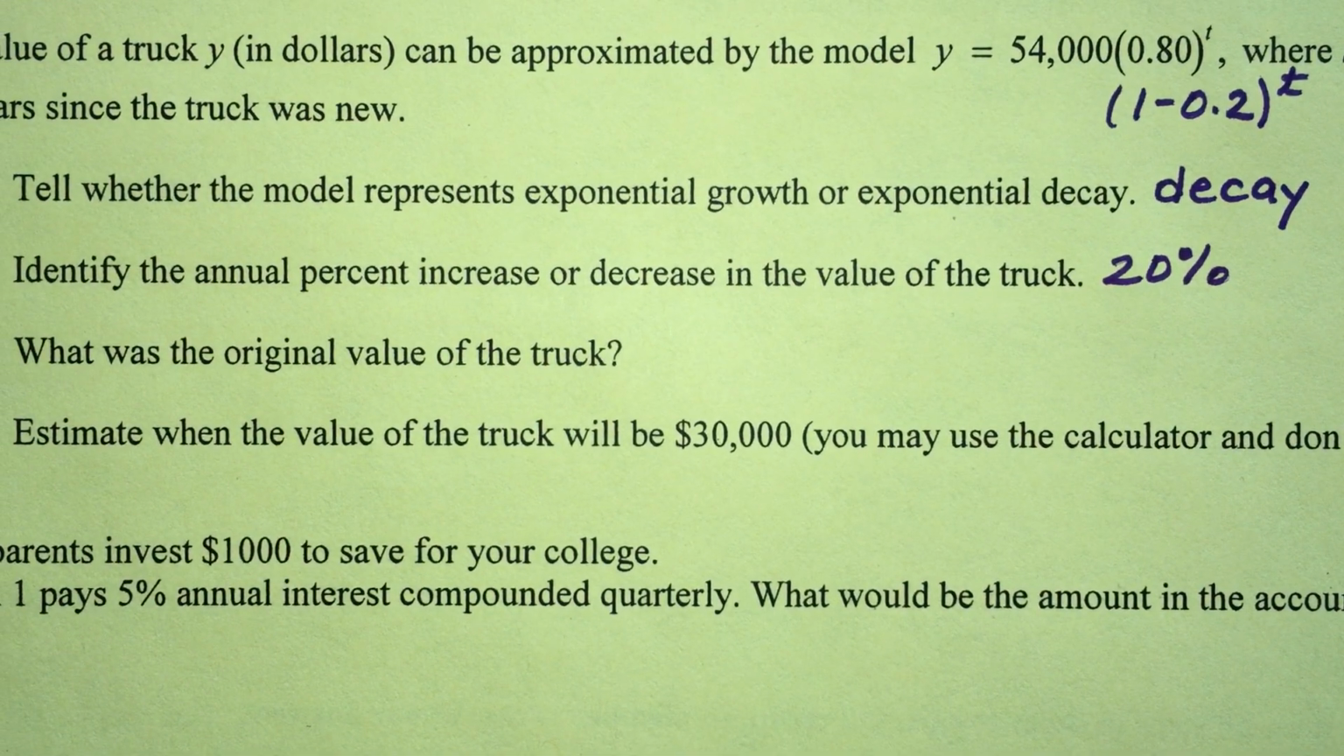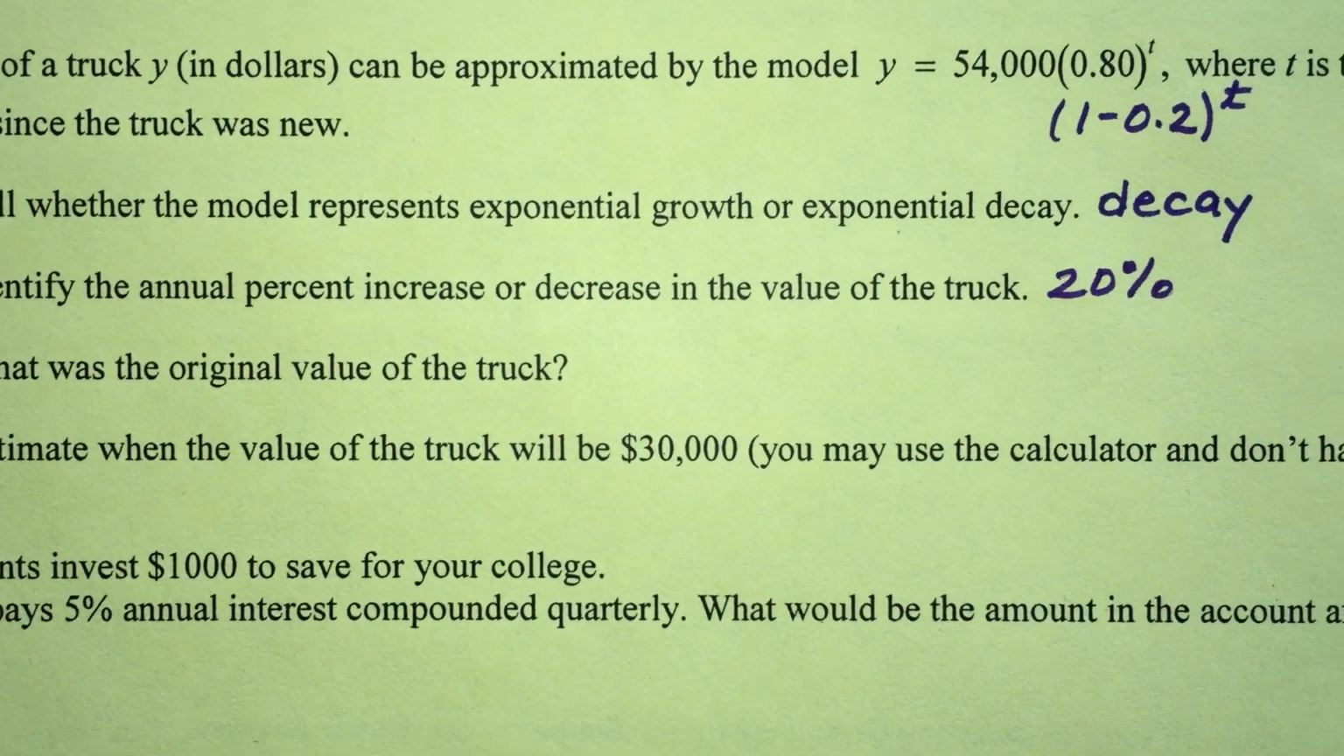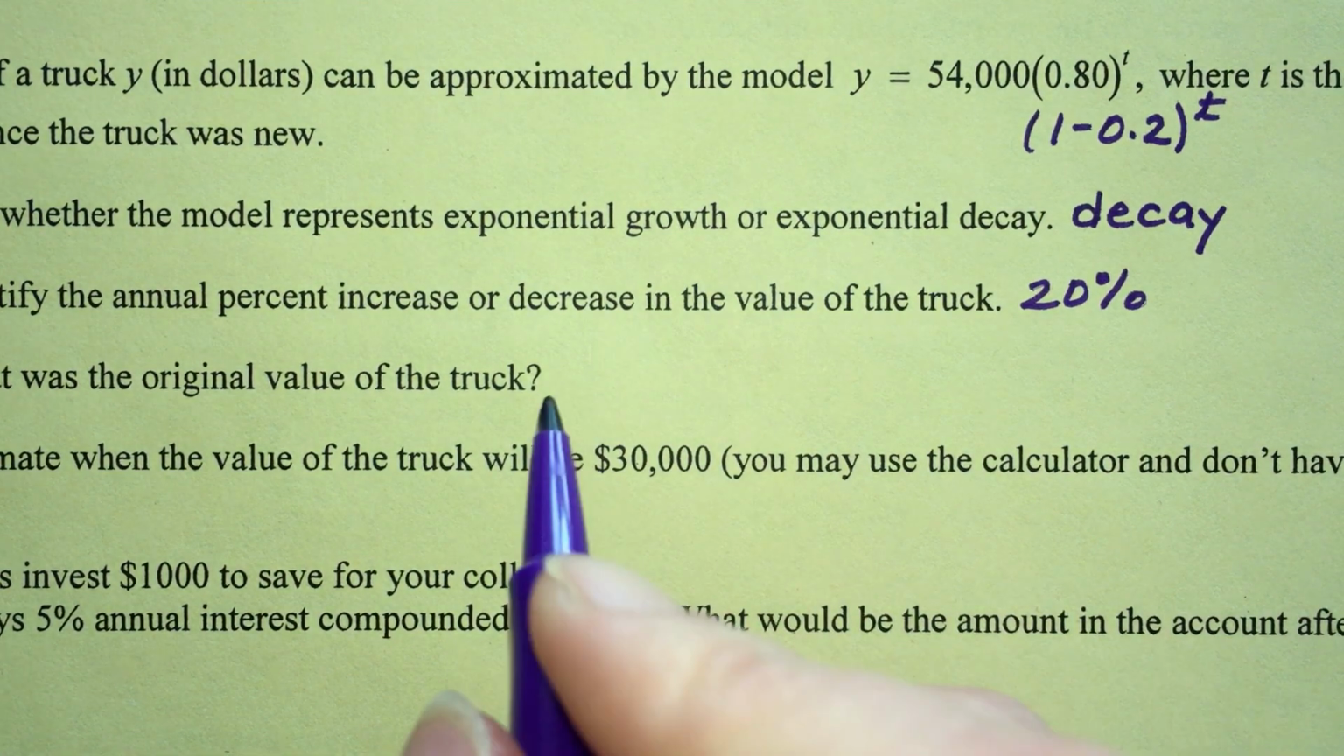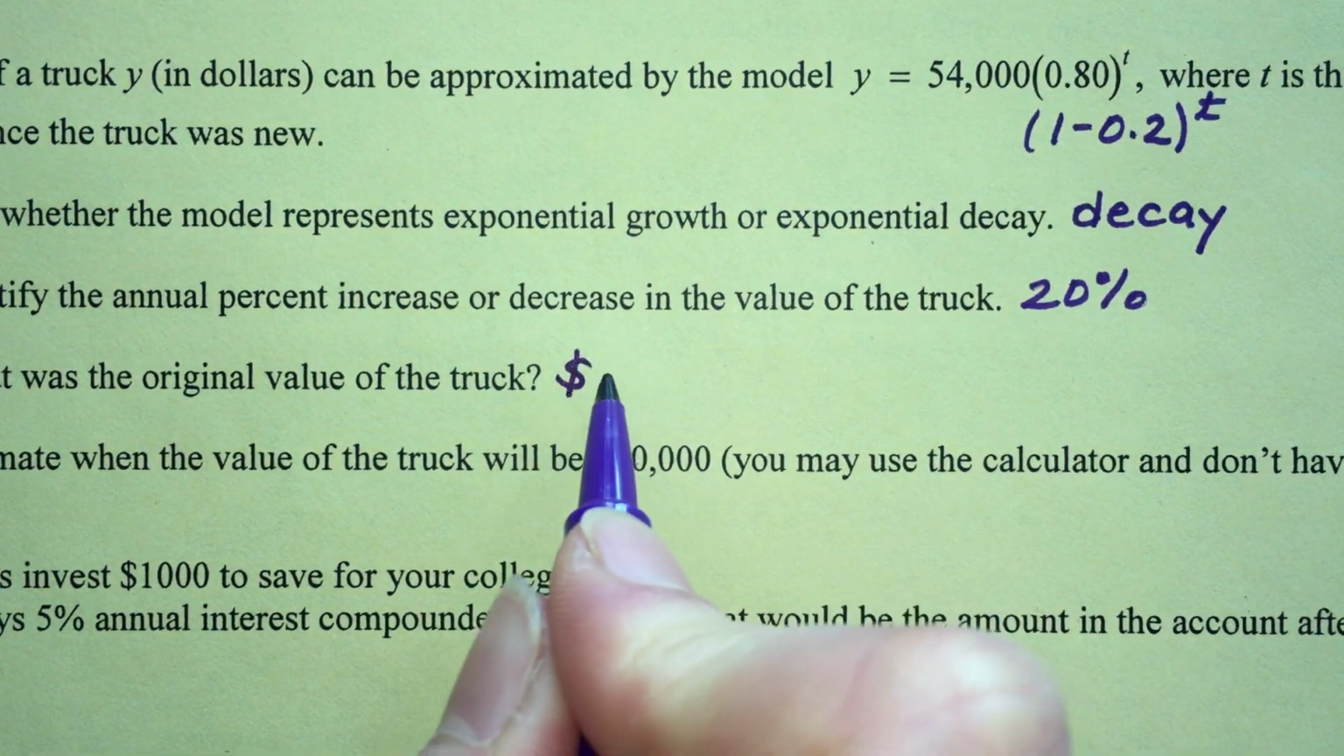What was the original value of the truck? All you need to do is look at the number in front. It's called the A value right here, so 54,000. And that makes sense because if we plugged in T equals 0, anything to the 0 power is 1. So we have 54,000 times 1 right at the beginning. So 54,000 is the original value.